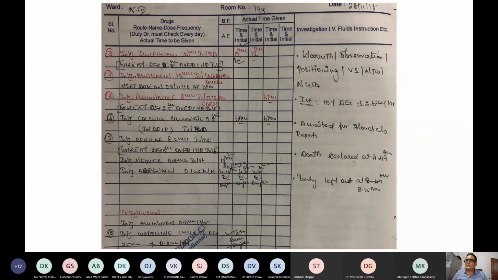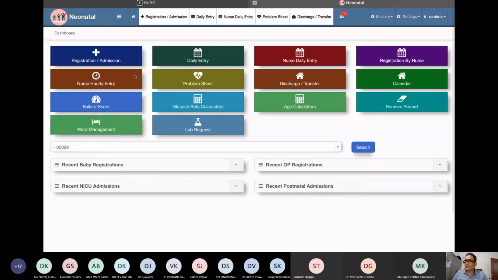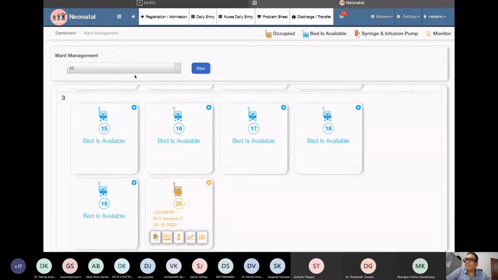Now, traditionally, this is what we used to do, as Sushanth pointed out before. It's difficult to understand what we write, and this is how it used to be, all paperwork and all those things. But now, this is the dashboard where we come to the ward management. This is the landing page of the software that we have created, and this will take us to the bed management.